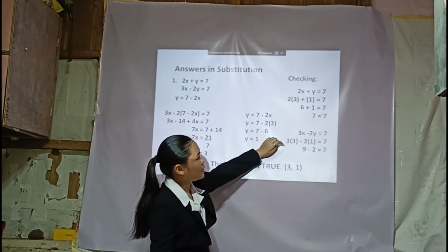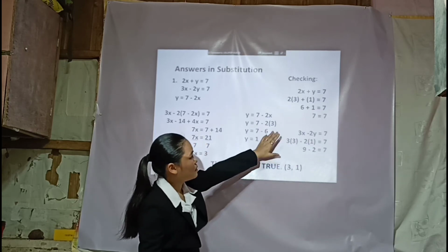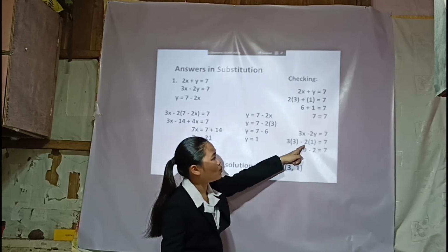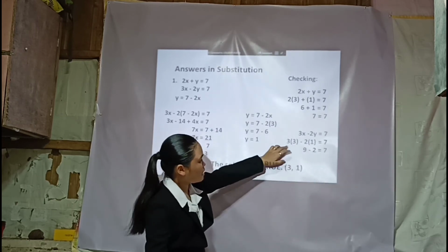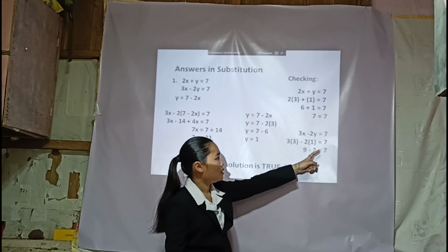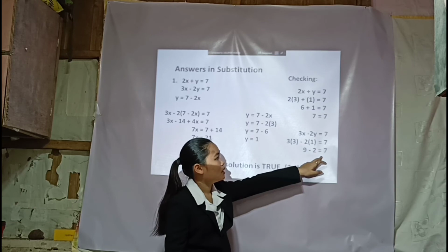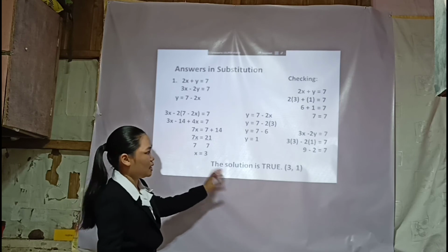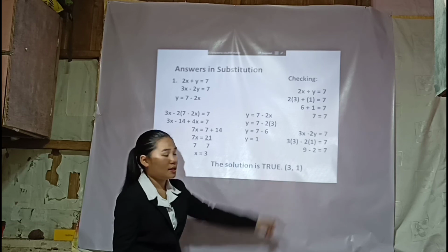So, another equation, or the second equation, 3x minus 2y equals 7. So, substitute 3 times 3, the value of x, minus 2 times the value of y, which is 1, equals 7. So, 3 times 3 equals 9. Negative 2 times 1 equals negative 2. Equals 7. So, 9 minus 2 equals 7. So, the answer is correct because 7 equals 7. So, the solution is true. The answer is x is 3 and the value of y is 1.